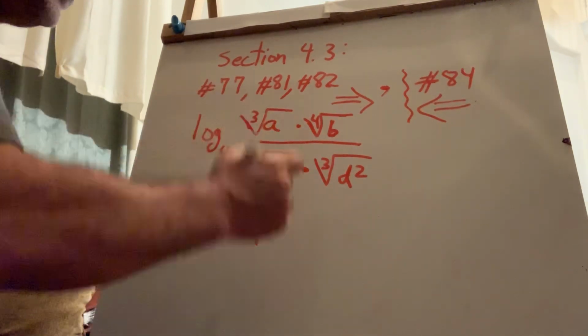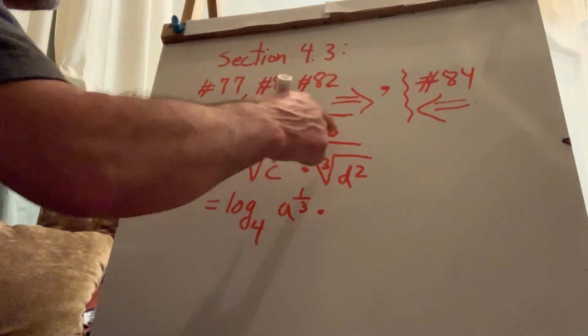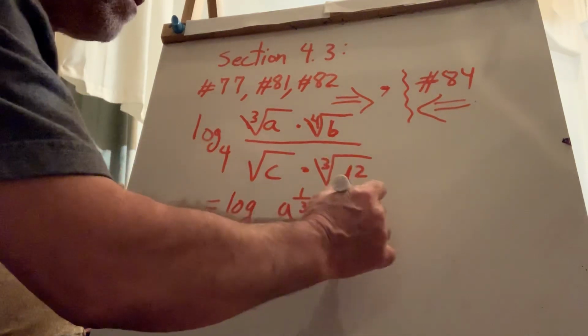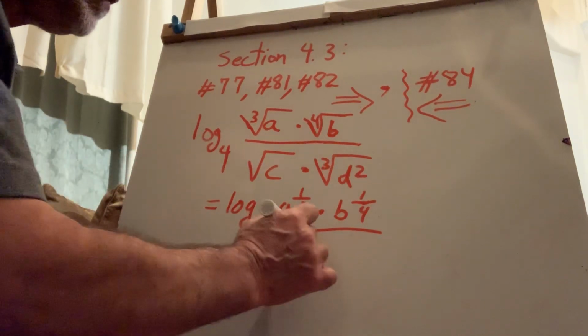Now the cube root, as you know, becomes a raised to the 1/3 times the fourth root becomes b raised to the 1/4 all over. A square root, of course, is c to the 1/2.